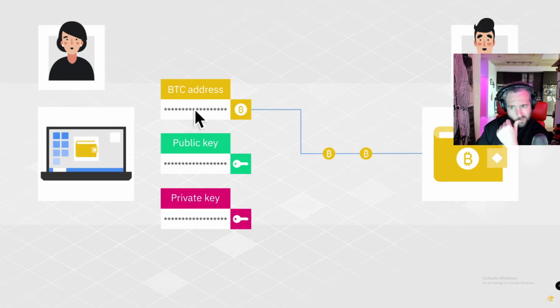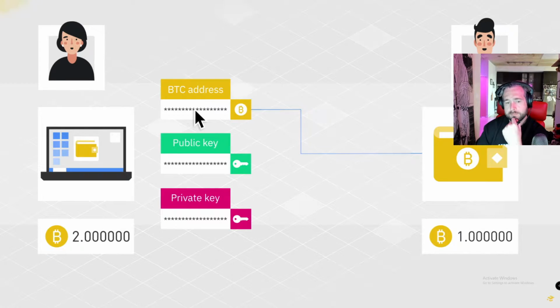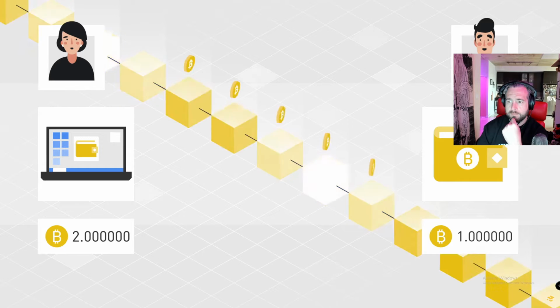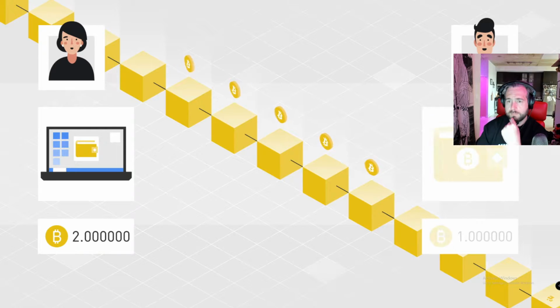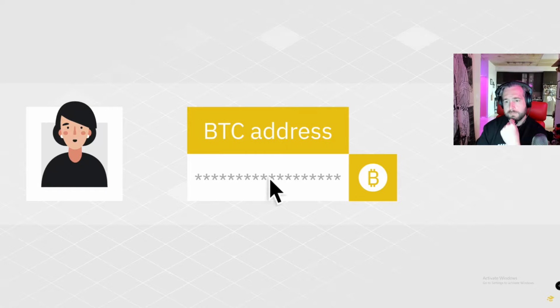Bob then sends Bitcoins from his wallet to Alice's wallet. Note that the coins never leave the blockchain. They are just transferred from one address to another. While it's safe for Alice to share her Bitcoin address with others, she should never disclose her private key to anyone.